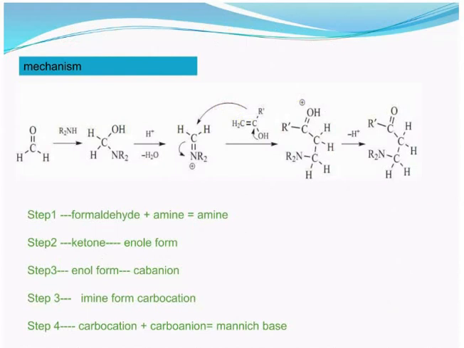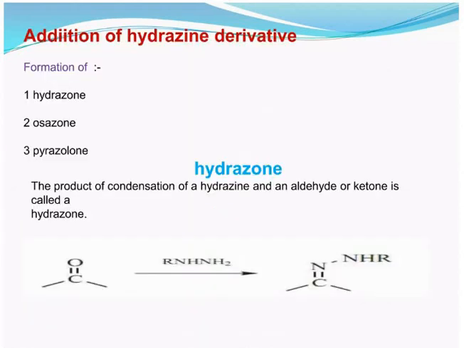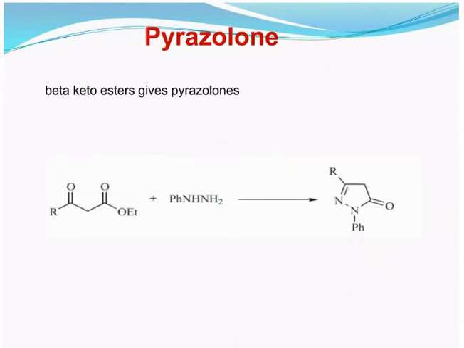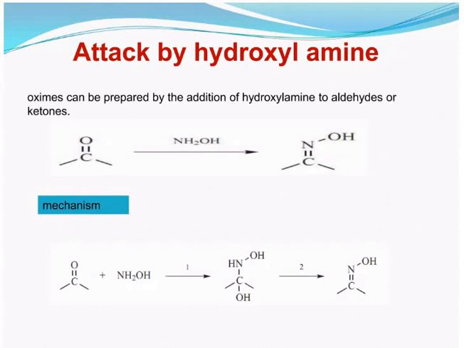So look here at step 1, step 2, step 3, step 4. Step 1 is formation of the formaldehyde amine adduct, it gives an amine, and then the ketone enol form, then the enol form gives a carbanion, and the amine forms a carbocation. Now addition of hydrazine derivatives: hydrazone, osazone, pyrazolone. A beta ketoester gives pyrazolone. Now attack by hydroxyl groups. Oxime can be prepared by addition of hydroxylamine to an aldehyde or ketone.